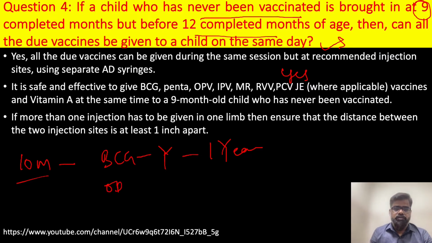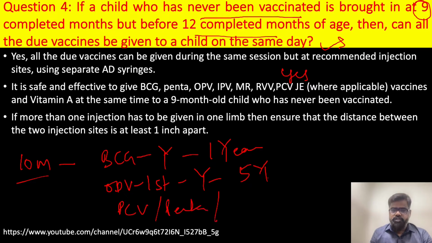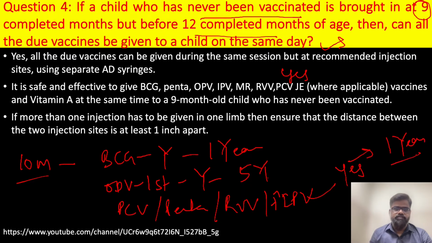Can we give OPV first dose? Yes, the answer is yes, because it is given till 5 years of age. Can we give PCV? Can we give pentavalent first doses? Can we give rotavirus vaccine? Can we give FIPV? The answer is yes, the first doses of all the vaccines, because it is given till 1 year of age, right?